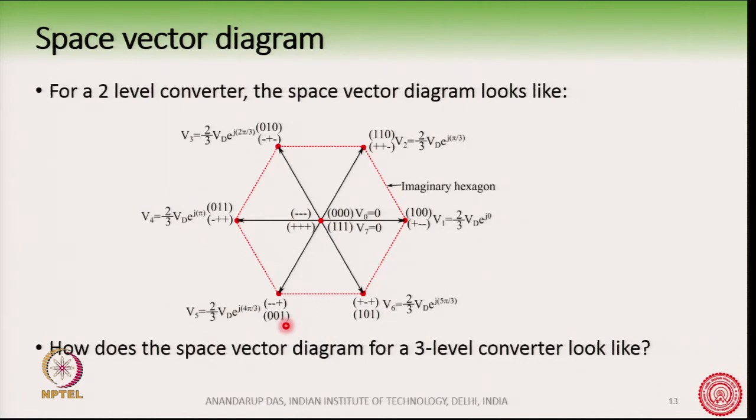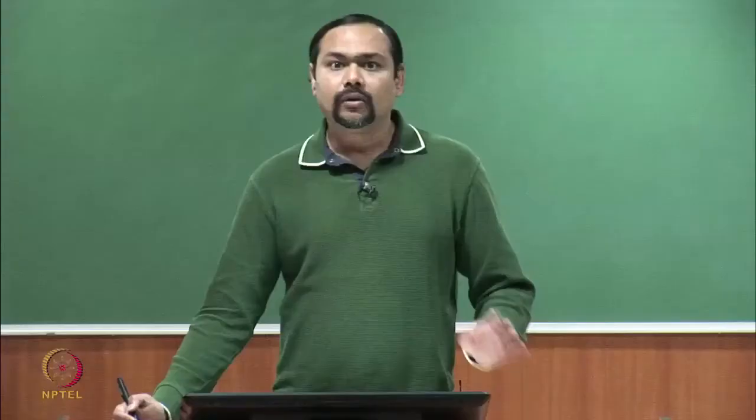You can see here that there are a total of 8 space vectors. There are 2 zero vectors, corresponding to +++ or --- combination, whereas there are 6 active vectors like this, which have a switching state combination like ++- and so forth. The boundary of this space vector diagram is an imaginary hexagon. So, this we know already.